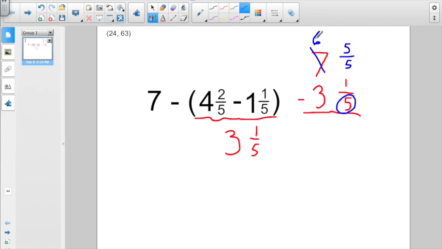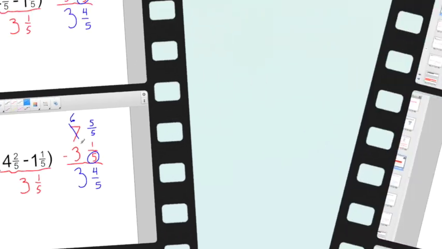5/5 is the one whole we borrowed. So now I can go ahead and subtract 5/5 minus 1/5. That's going to give us 4/5. And then on to the whole number side, it's just that easy. 6 minus 3 is going to give us 3, for a total answer of 3 and 4/5.